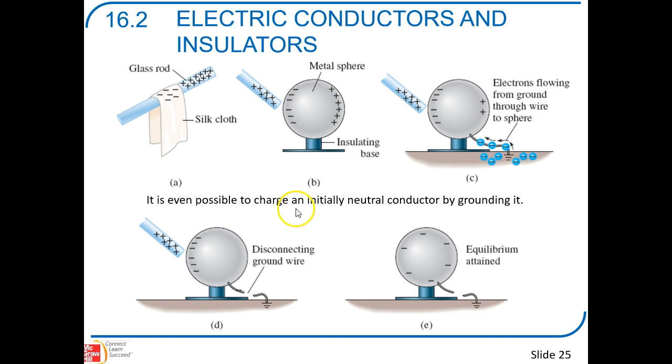It's even possible to charge an initially neutral conductor by grounding it, so I can do the same type of thing. Here I'm doing the same thing I did up top, and this time what we've done is we've removed the rod. When we remove the rod, you'll see that there's an excess of negative charges on that sphere.